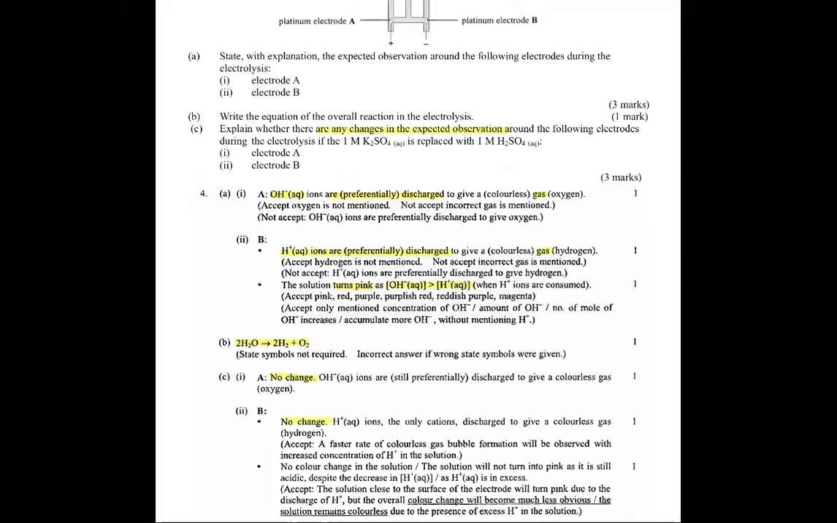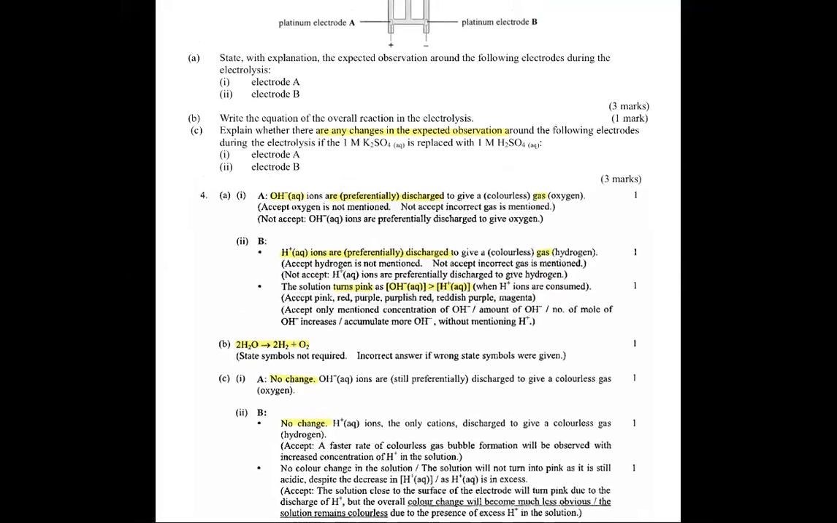Take a look at A first. If we change it to sulfuric acid, again, for the anions we have, it's still sulfate ion and hydroxide ion. So at electrode A, still hydroxide ion gets consumed or discharged. So there's no change. You can just see a colorless gas.